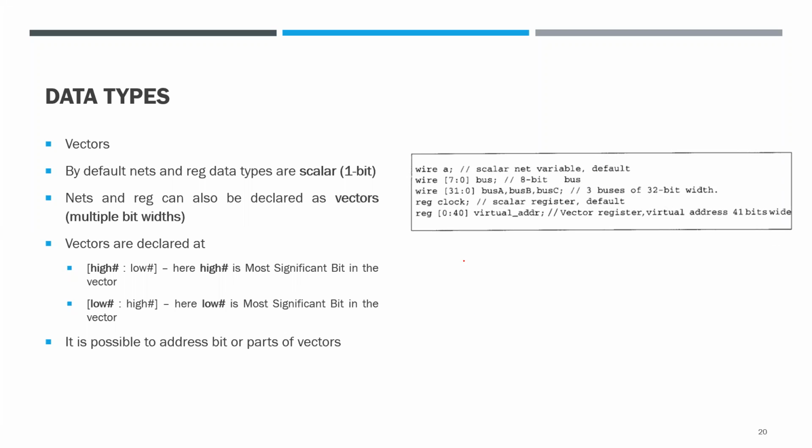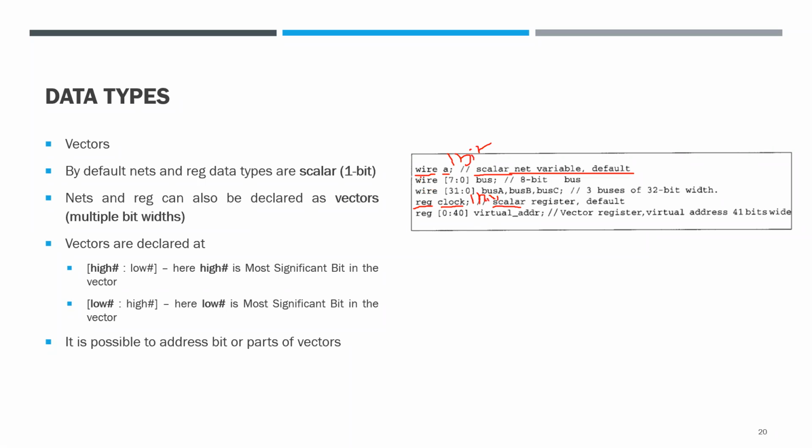Here are just a few examples of vectors. You can see wire A, where I haven't specified any size specification. This specifies that it is a scalar representation, and by default it is 1 bit. Similarly, I have reg clock, which is of register data type, and it is also in its scalar form, which consumes 1 bit.